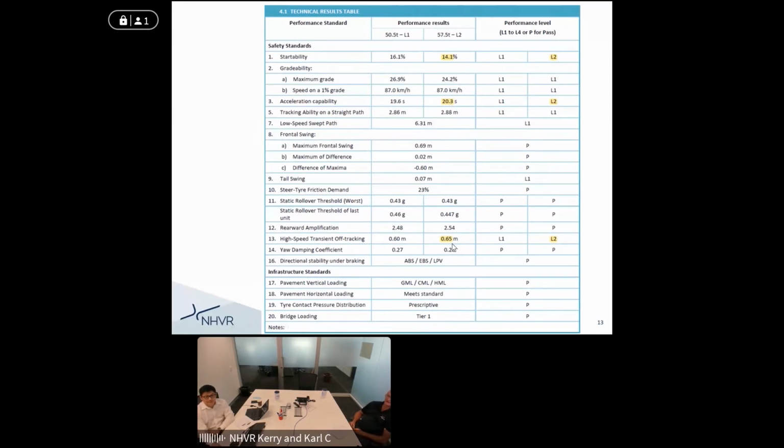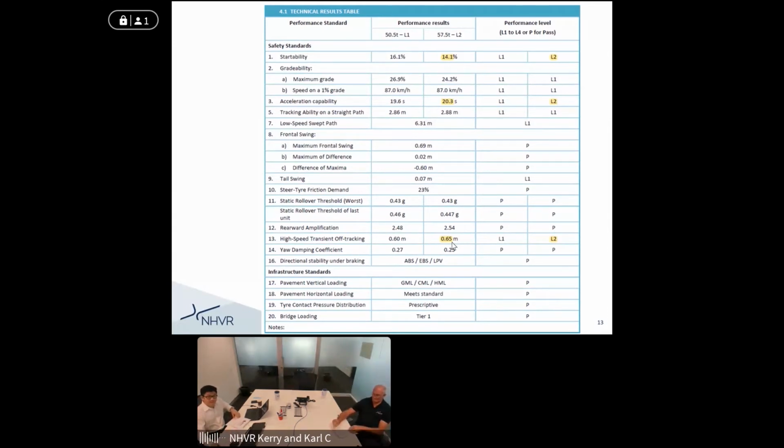And your high-speed transient off-tracking, the issue there is in a high-speed environment, in a low-speed environment, so if it's in an urban area, or you've got speeds of 60k or something like that, it's not a concern. So that way you can look at it and say, well, I need to look at these areas when I do my route assessment. And your bridge loading, you've got to consider the level 2 tier 1 as basically the same effects as a B double. So if your route's good for B doubles, your route will be good for this sort of vehicle.